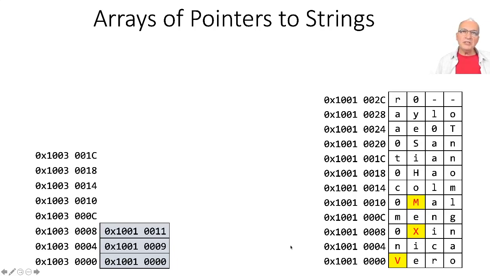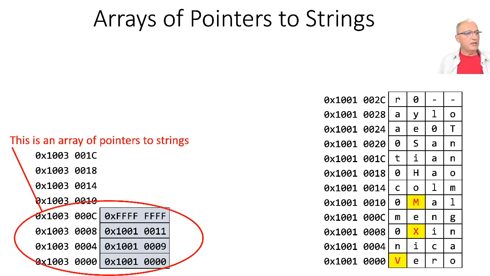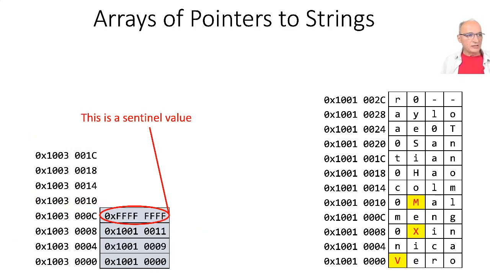Now, when I finish listing all the addresses for all the students in one session, I would like to have a sentinel value. I would like a value that tells me that that's the end of the array. So I will insert into the array the number -1, that is 0xFFFFFFFF. And then right after that, I can start the array for my next session of my classes, that will be my afternoon session. So this is an array of pointers to strings, and this is the sentinel value.